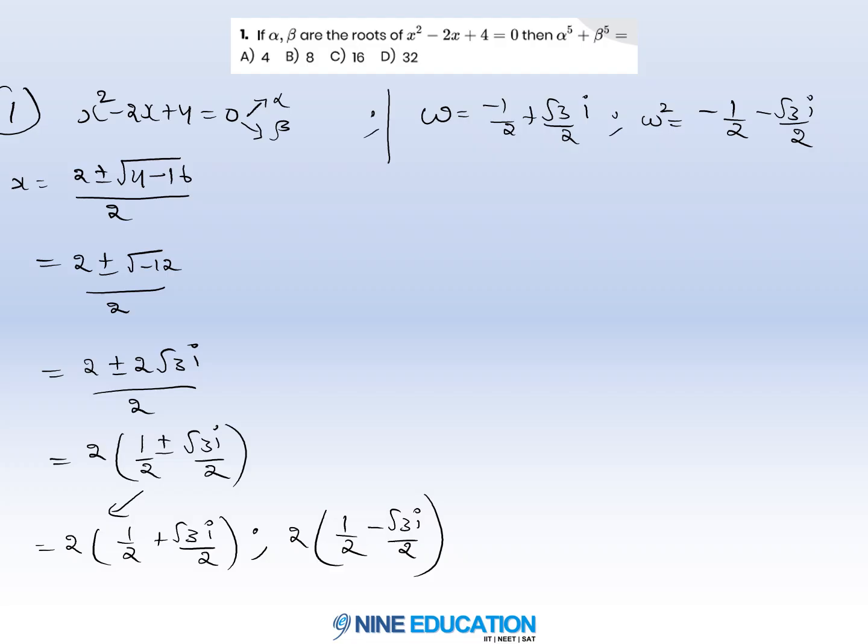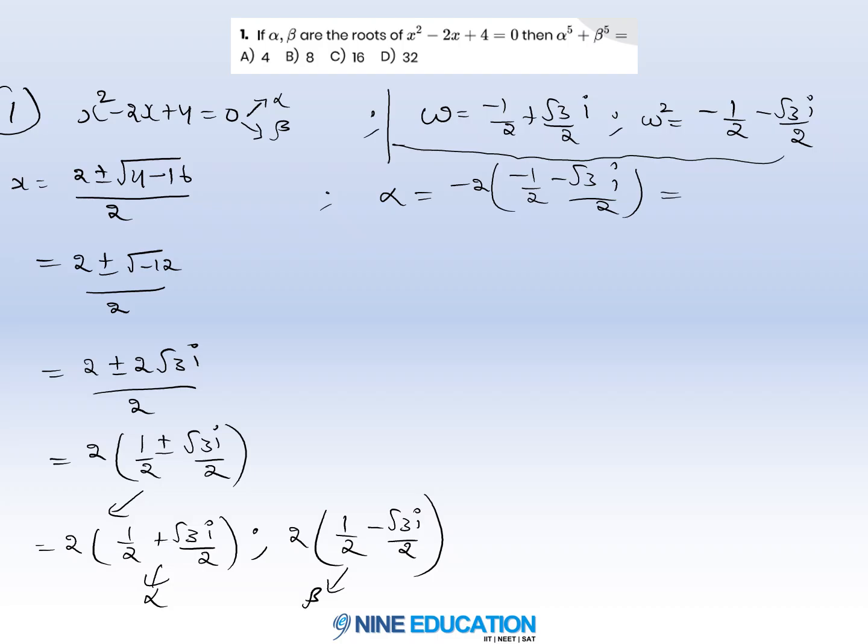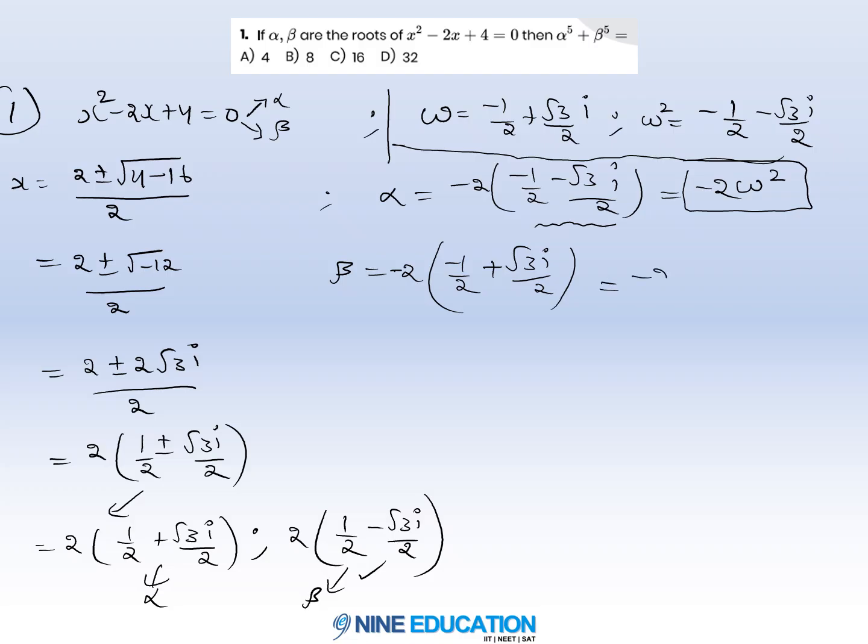Now, in the same way, if you consider this as alpha, let's consider this as beta. So here alpha can be written as minus 2 times minus 1 by 2 minus root 3 i by 2, which is nothing but minus 2 into this entire value, which can be written as omega square. So one root is minus 2 omega square. In the same way, beta, which is 2 into, so here minus should be for 1 by 2, right? So this can be written as minus 2 times minus 1 by 2 plus root 3 i by 2. Just take minus common here. Now minus 2 into this entire value can be written as omega. So another root is minus 2 omega. So we got the alpha value and beta value.